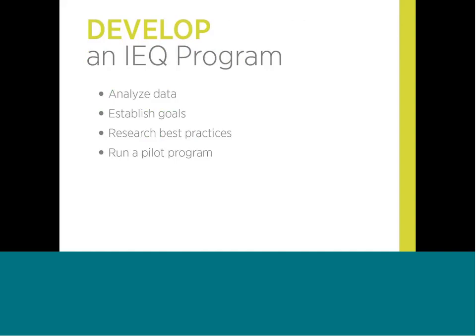Once your team is in place and analysis is done on current IEQ conditions and operational practices, the next step is to develop program goals and an implementation plan. You may want to analyze data and research best practices to inform the goals. Consider starting small by piloting your program in a select number of schools or focusing on a few key practices. Now we will walk through each of these program requirement steps in more detail.